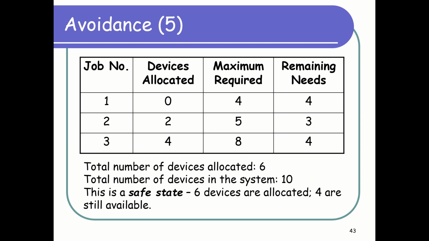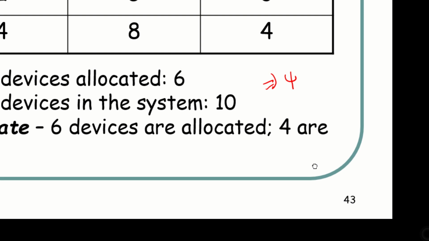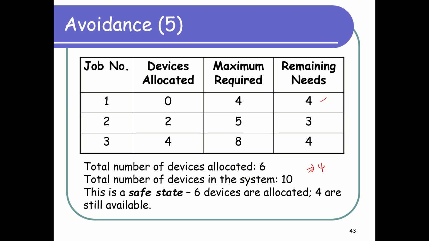You have jobs number 1, 2 and 3. This is another example. The total number of devices allocated is 6: 2, 1, 3. The total number of devices in the system is 10, so you have 4 remaining. This is a safe state. 6 devices are allocated, 4 are still available. So the job can still proceed, because there are still 4 devices available, and this one also passes, and this one also. So this is a safe state.